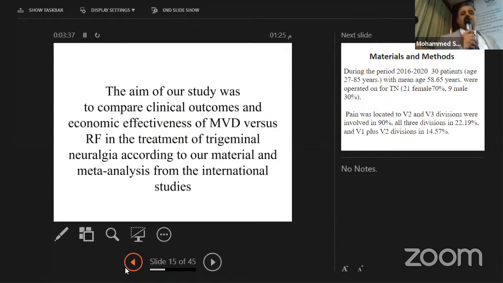The aim of our study is to compare the clinical outcome and economic effectiveness of microvascular decompression and radiofrequency in the treatment of trigeminal neuralgia, according to our study and international meta-analysis.